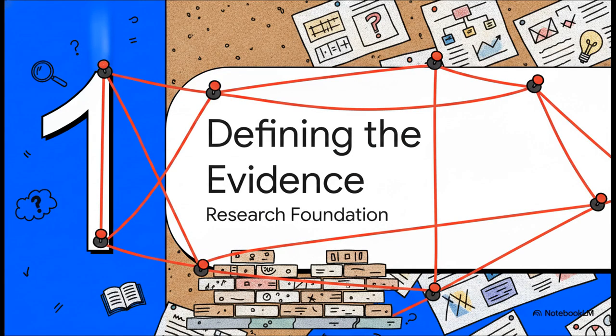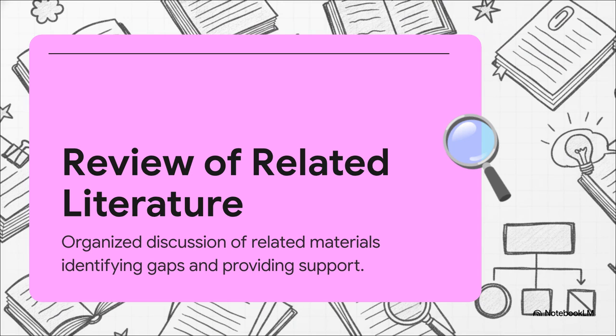All right, let's jump straight into Section 1, the foundation of research, defining the evidence. Okay, let's break down this definition. The review of related literature is an organized discussion of published and unpublished materials related to your specific research topic. But notice how I really emphasize the word organized there? Yeah, this isn't just some random book report where you summarize everything you've ever read.